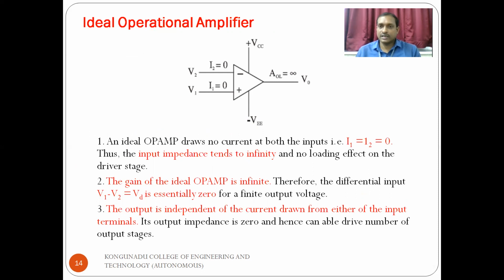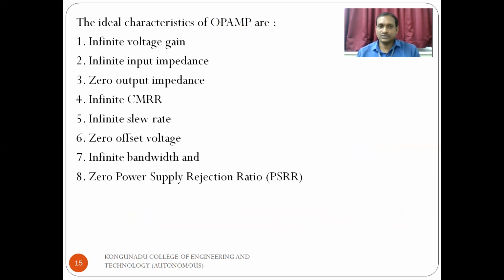Second, it has high gain, that is infinite gain, because of zero input: V0 by 0 is equal to infinity. So V1 minus V2 is equal to 0, and the output is independent of the current at the input terminals. So these are the characteristics: infinite voltage gain, infinite input impedance, zero output impedance, infinite CMRR, infinite slew rate, zero offset voltage, infinite bandwidth, and zero PSRR.